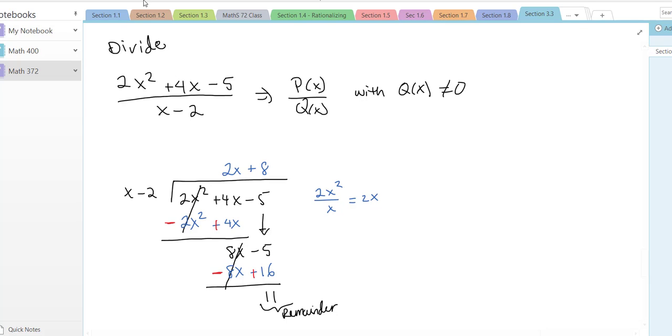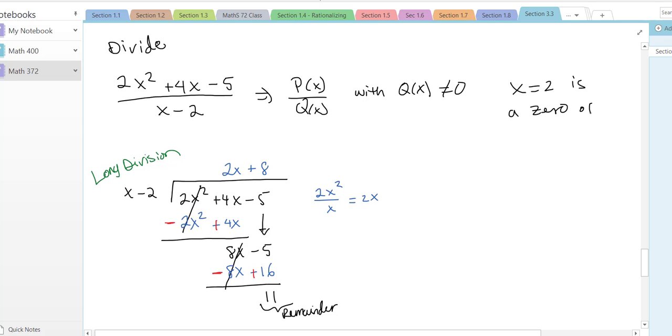Okay, so this is long division. So how do we do synthetic division? Some of you might like synthetic division quite a bit. Synthetic division essentially is trying to see if x equals 2 is a 0 of p of x. So with synthetic division, this is what we're trying to see. Is x equal to 2 a 0 of p of x?